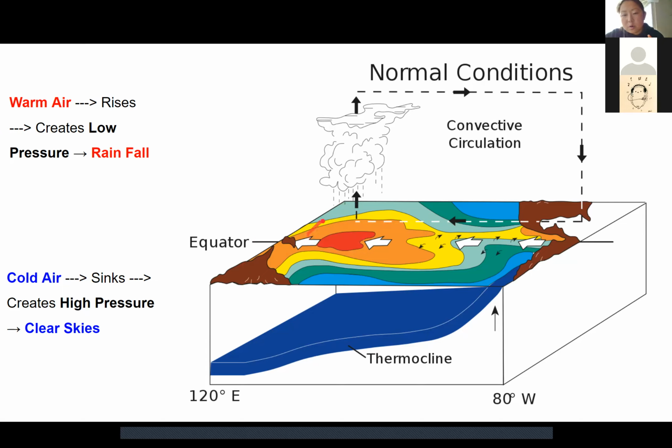So then you have all this warm water that pools. That's a normal year that's not El Nino or La Nina. Like Caitlin was saying, when there's warm water, there is warm air. And with warm air, it rises, creates low pressure, and there's rainfall. So that's just a normal rainfall year.